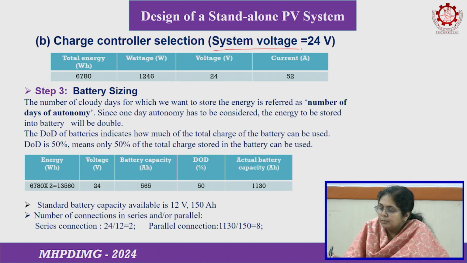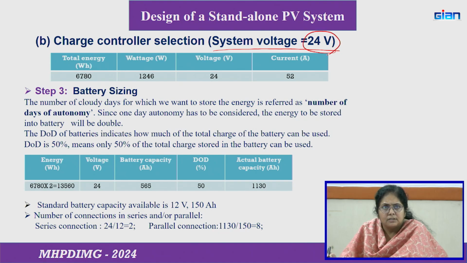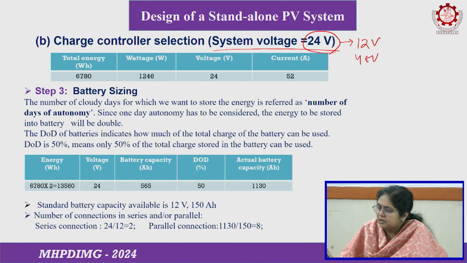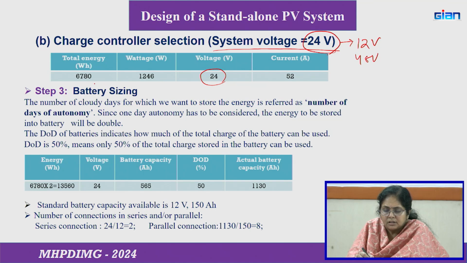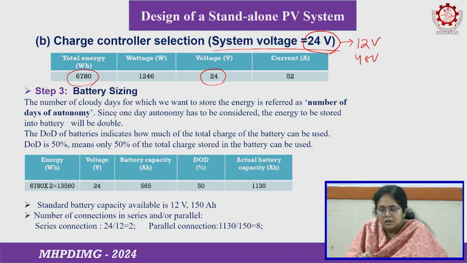So, for this problem we have taken a system voltage of 24 volt. You can do your system design also, taking an example, let us take a 12 volt or 48 volt system. Here I have taken a 24 volt system. So, we are fixing the voltage by choosing the voltage of the system. From here we have mentioned the total watt hour energy requirement, that is the input of the inverter, and this is the wattage requirement of the inverter, and we have fixed the system voltage.